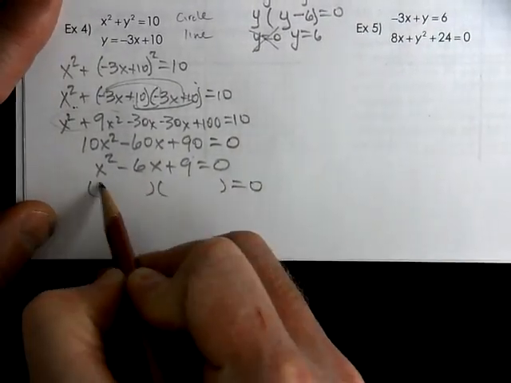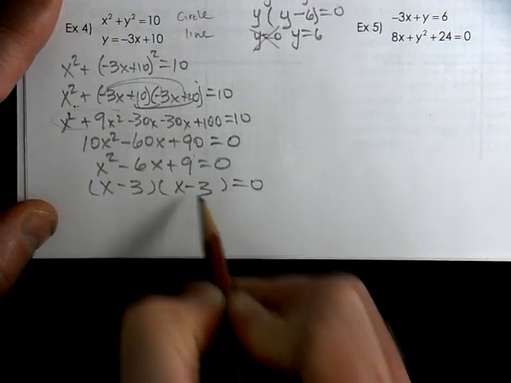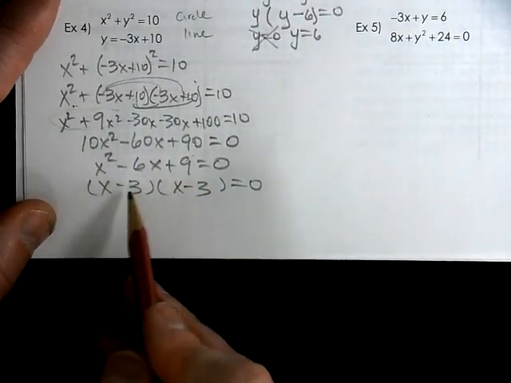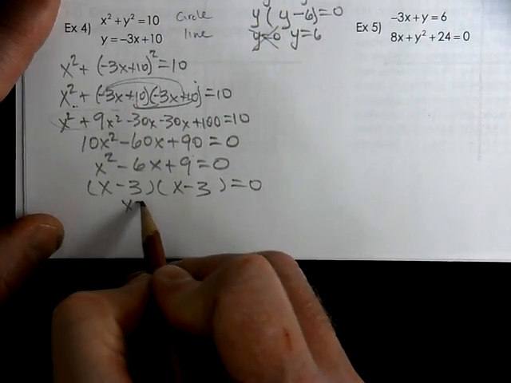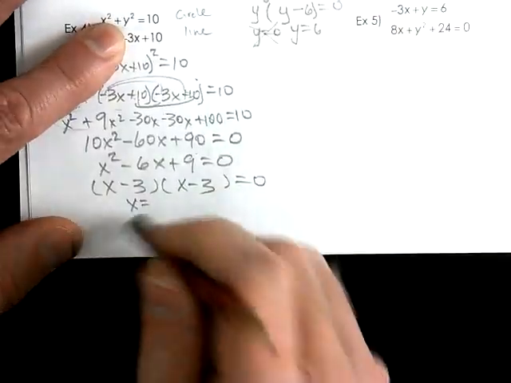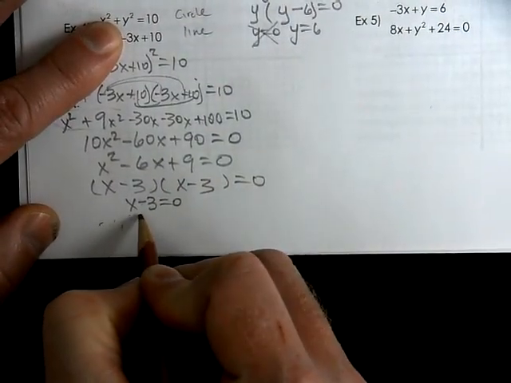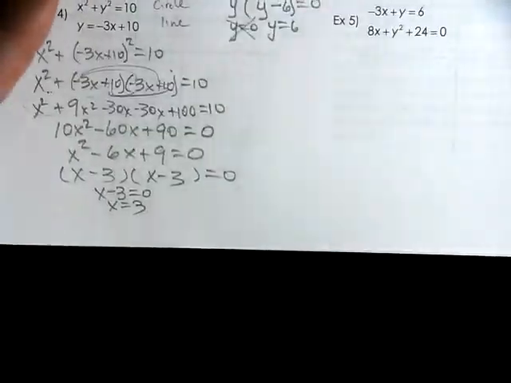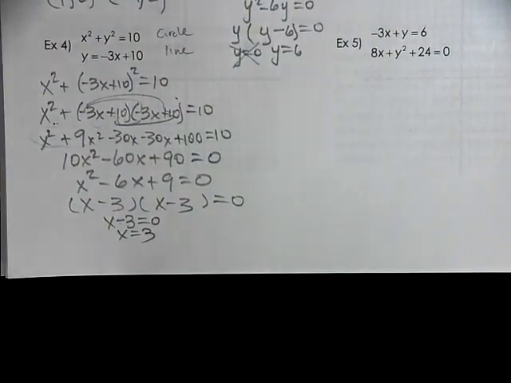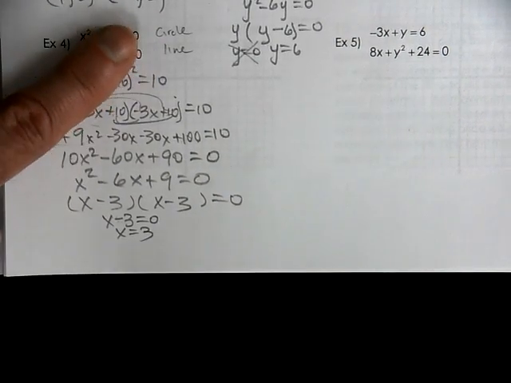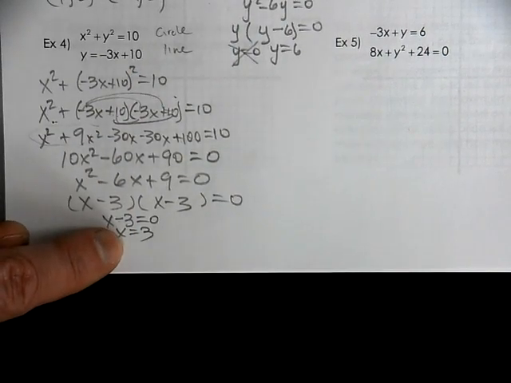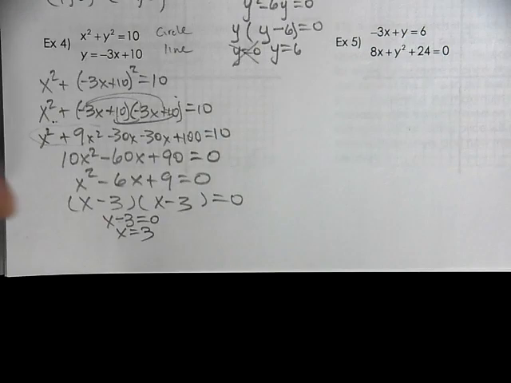Now I can simply factor this one as what multiplies to be 9 and adds to be negative 6. So I get one answer. Here, let me take my time. Let me do it all out there. It would be x minus 3 equals 0, so x is going to equal 3. I have one answer, one x value. Is it possible for a circle and a line to cross at only one spot? Sure it is. So it seems to be what's happening.